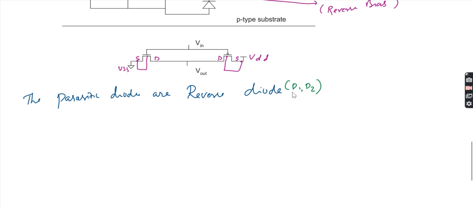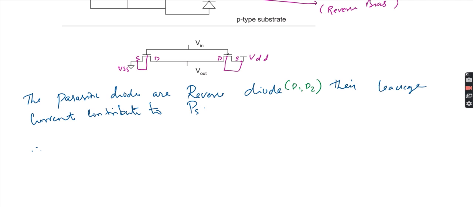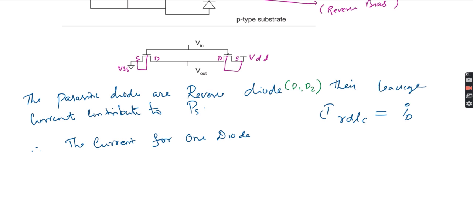So what you will do now? Let us write their leakage current contribute to static power dissipation. I will write static power as PS, okay, very short. Now let us write the current for one diode, because there are two diodes. The current for one diode is given by, that is, I can say, the reverse diode leakage current. So now this I'm going to take as ID, that is the diode current straight away, okay, this one.